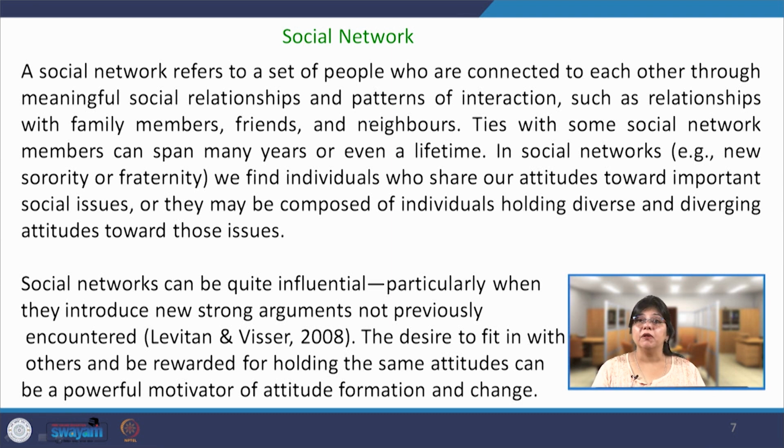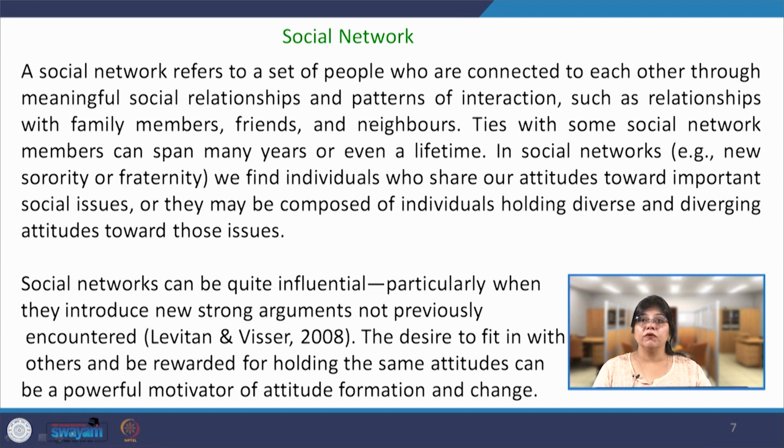They can be family members, friends and neighbors. So, ties with some social network members can span many years or even a lifetime. For instance, with any family, we have a social network throughout a lifetime. So, this is a social network where we are trying to associate our own beliefs or we are growing our own beliefs while tied to the family's attitudes and belief system.